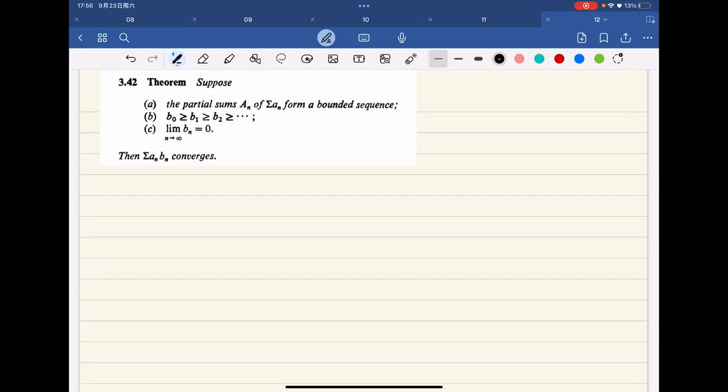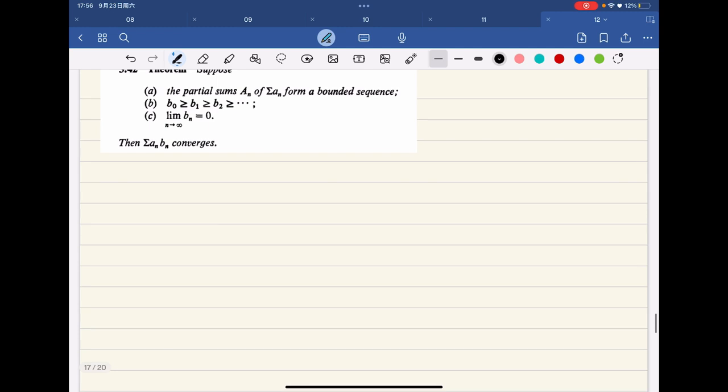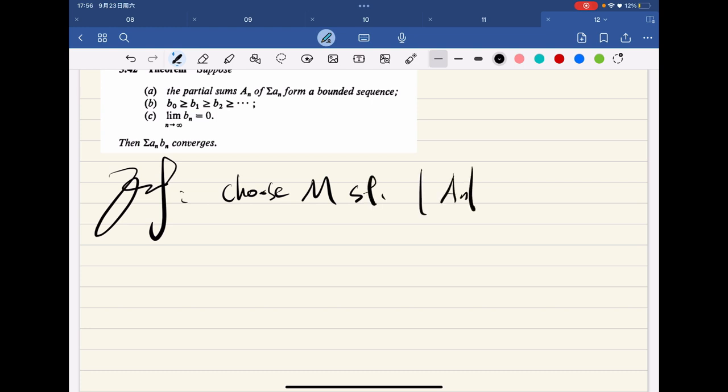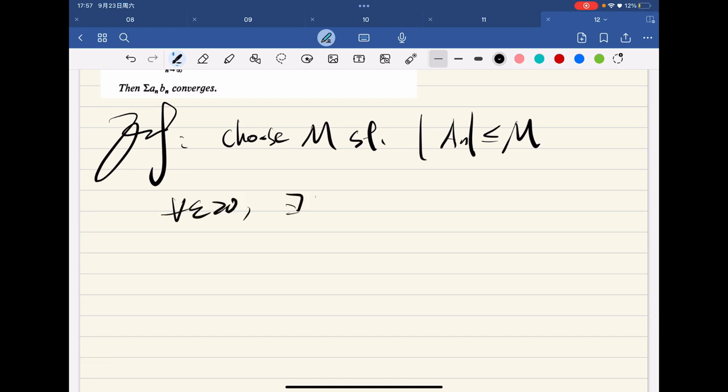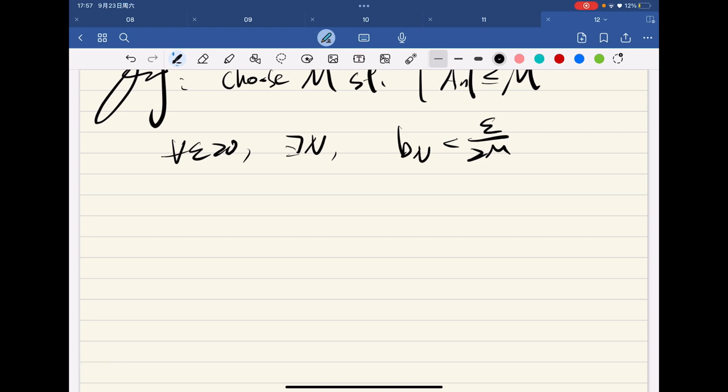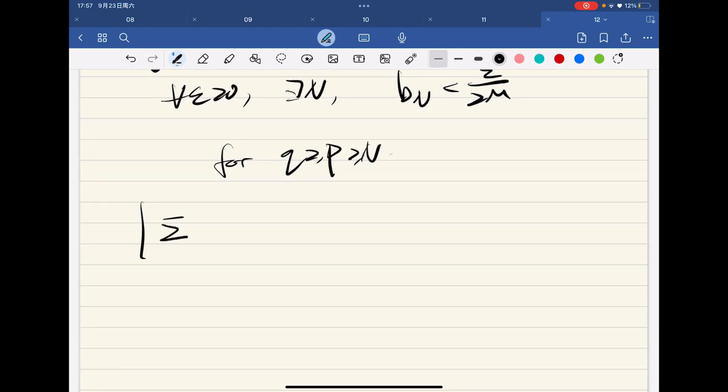And now we should prove this theorem. Suppose the partial sums of a_n are bounded, and b_n is decreasing and converges to zero. Then the series a_n b_n converges. Well, A_n is bounded, so we just choose M such that |A_n| is at most M. Now, because b_n is converging, their partial sums are argued by the Cauchy criterion.